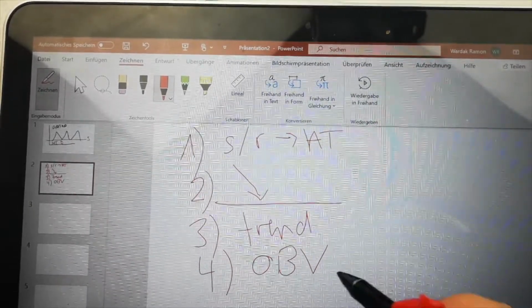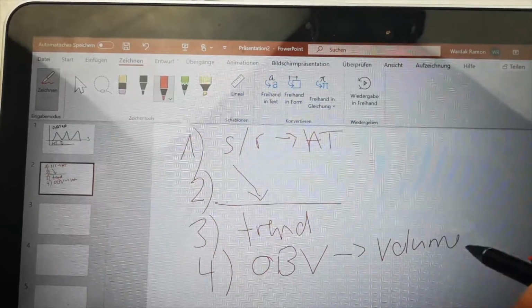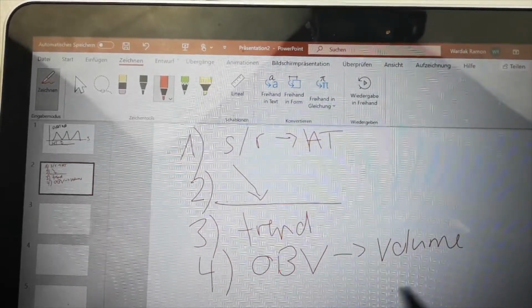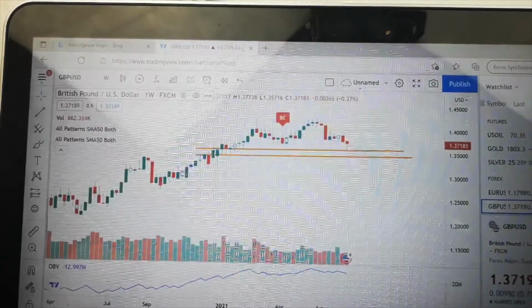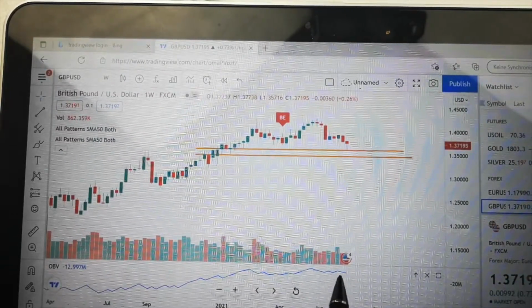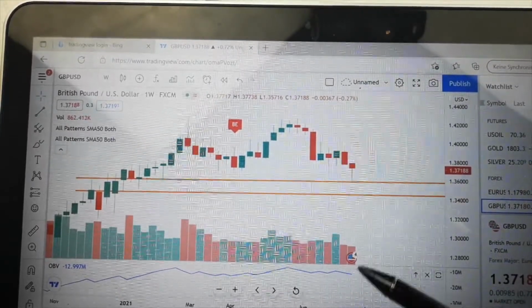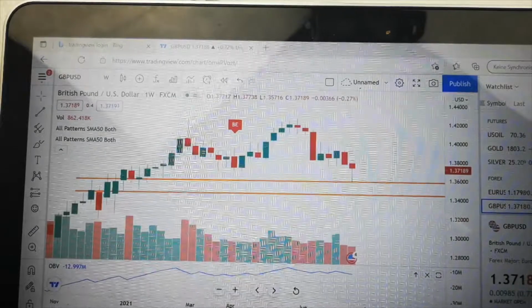On balance volume. It has something to do with volume. If you want to get an insight into the market volume, this is the indicator that you can use. It's this one right here, right? It gives you an insight into whether volume is increasing or decreasing. Why is this important to know?